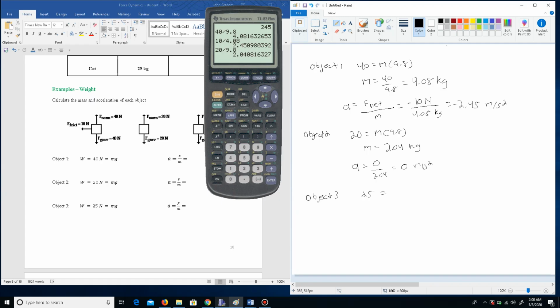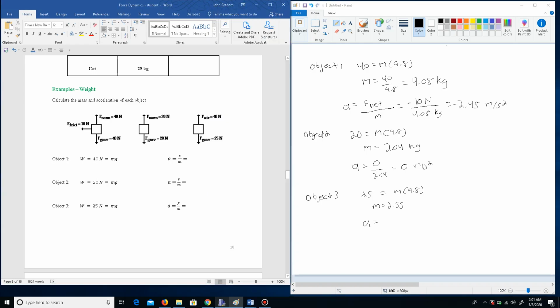Object 3, 25 is the weight, mass times 9.8. So it's going to be a little heavier than the last one. 2.55 is your mass. And so your acceleration is going to be, we said, 15 upwards. We're going to count up as positive. So the net force was 15, and the mass is 2.55.